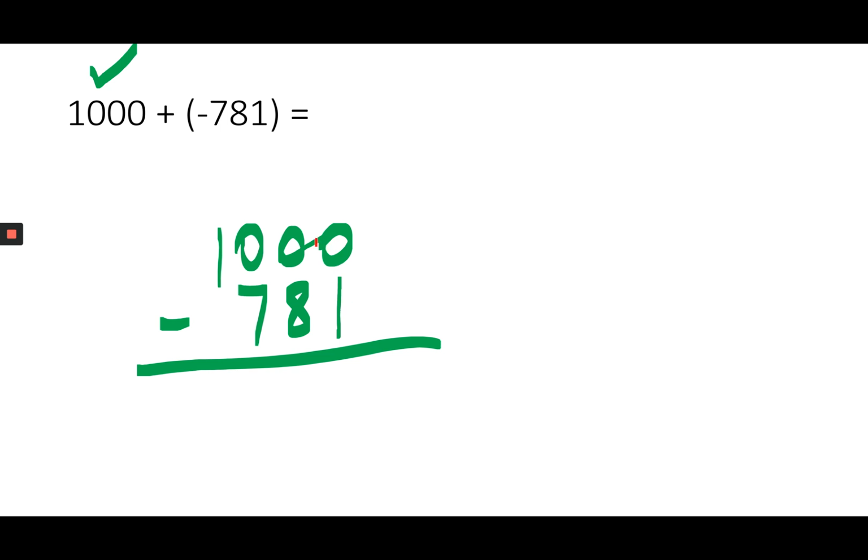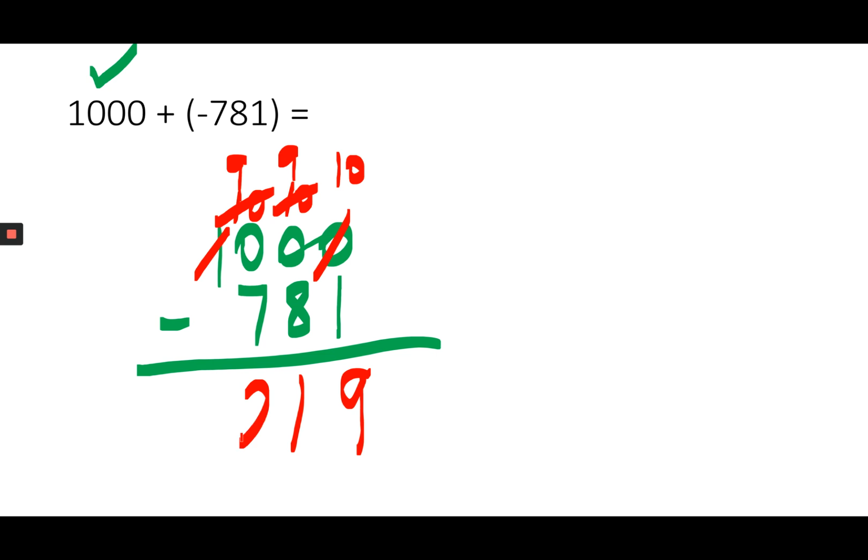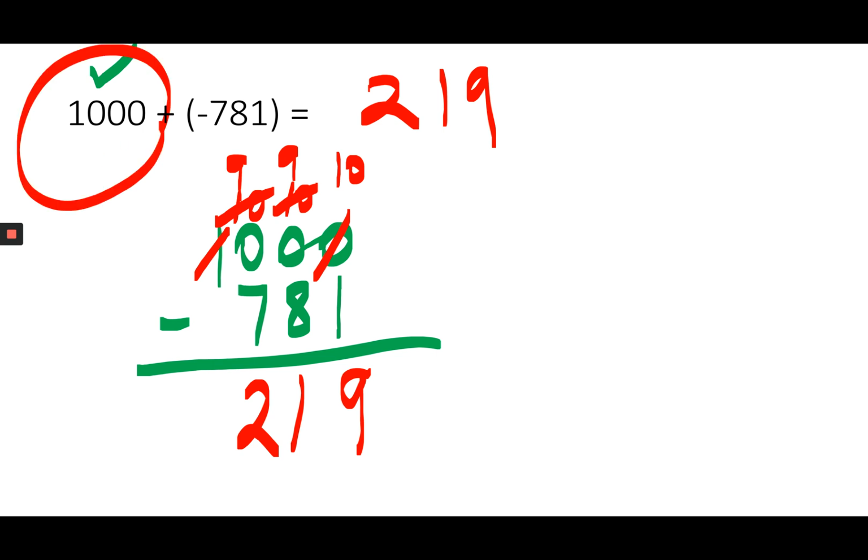0 minus 1 is not possible. You go to tens. There is nothing here. Go to hundreds. Nothing. Let's regroup this. Now you have 10 hundreds. But you have nothing here. You need to regroup again, right? You have 9 here and then 10 here. You need to regroup one more time. 9 here and then 10 here. 10 ones. 10 minus 1 is 9. 9 minus 8 is 1. 9 minus 7 is 2. 219, positive 219, because we knew that at the beginning, positives are absolute value-wise greater than negatives. That's why the answer is positive 219.